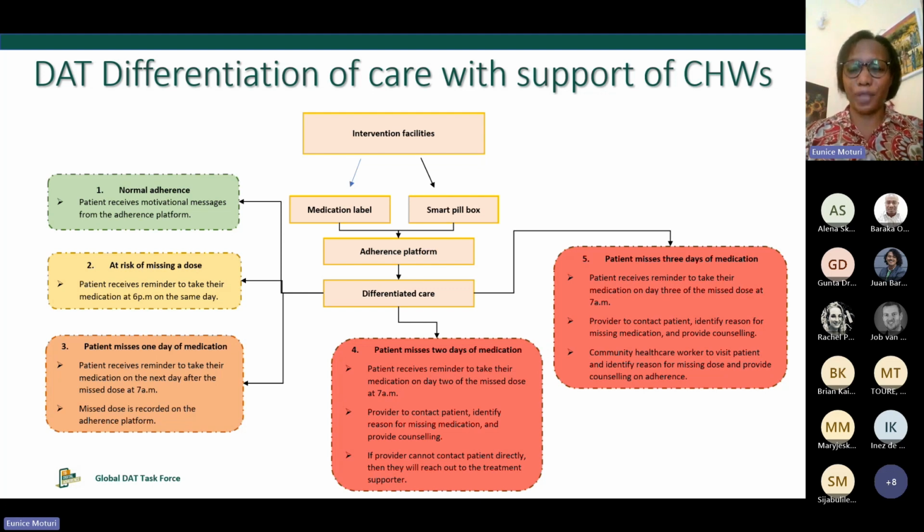On the third day, after the reminder has been sent in the morning and the patient has not taken medication, that's when the healthcare worker will call again and also involve the CHW to go to the home and do the follow-ups, find out what challenges they're facing, and bring them back to treatment. This is a pathway of differentiated care where a CHW has been engaged in a facility.